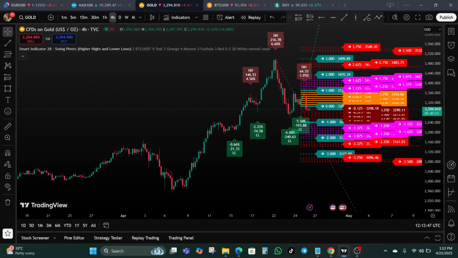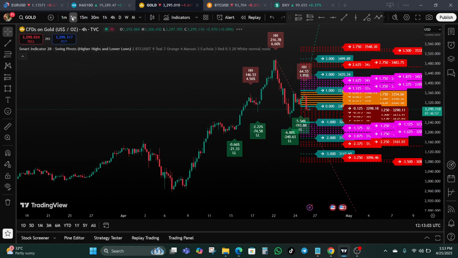This trend following indicator is built to detect momentum in real time, right? And it filters out the noise and helps you stay in tune with the direction of the market, something that is crucial whether you're scalping or swing trading.